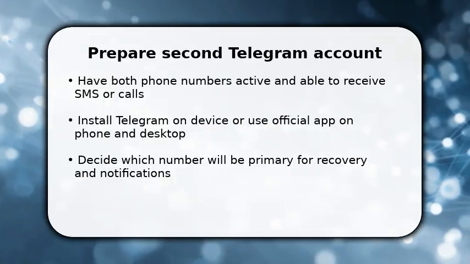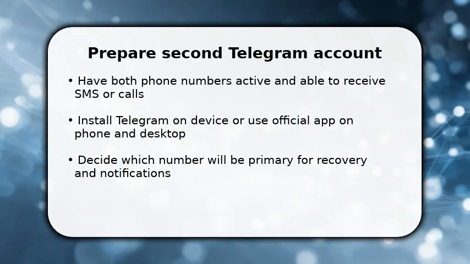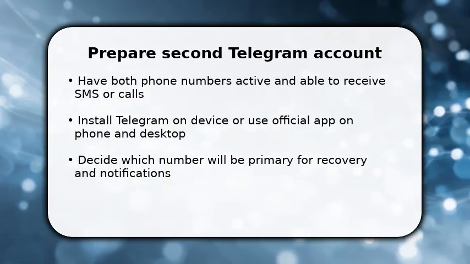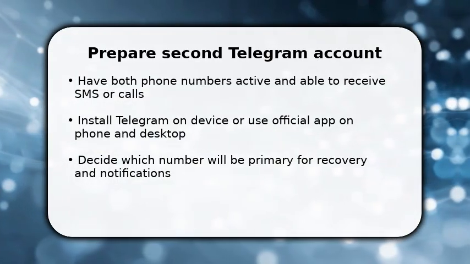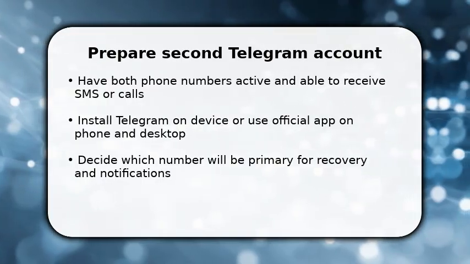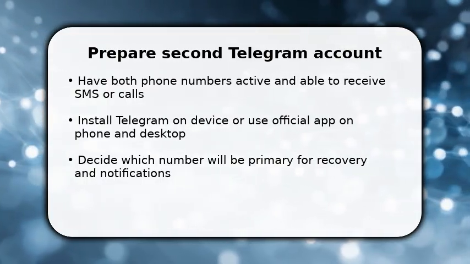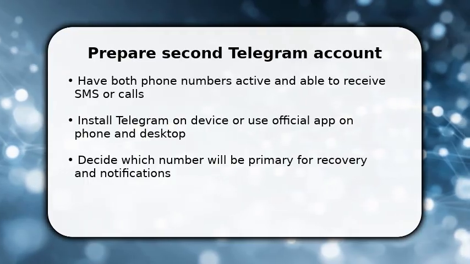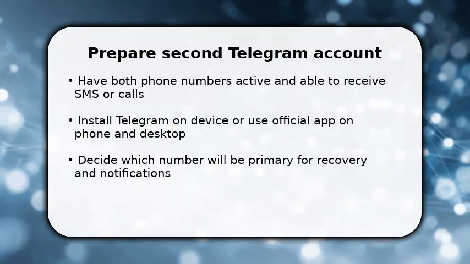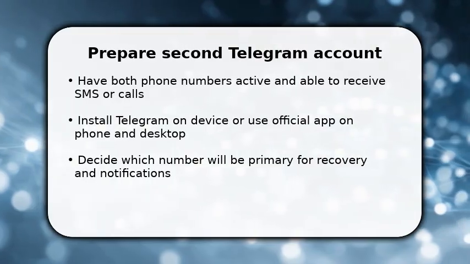You start by creating the second Telegram account now. Open Telegram, tap your profile menu, and choose Add Account. Enter the second phone number and wait for the SMS or call verification. Once you receive the code, input it and let Telegram sync contacts and messages.